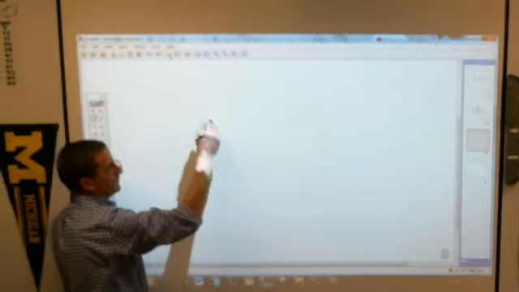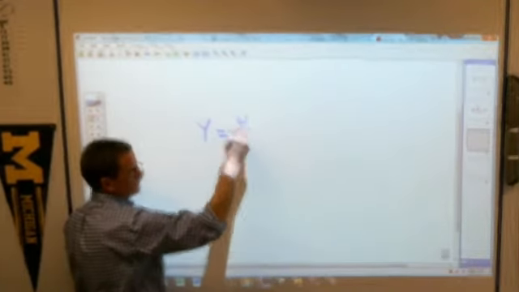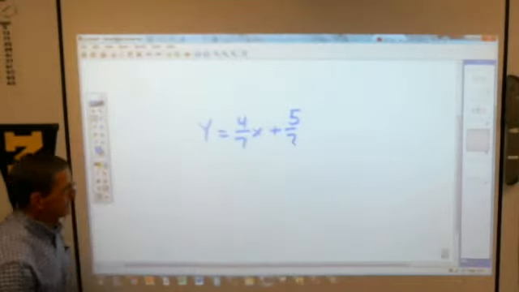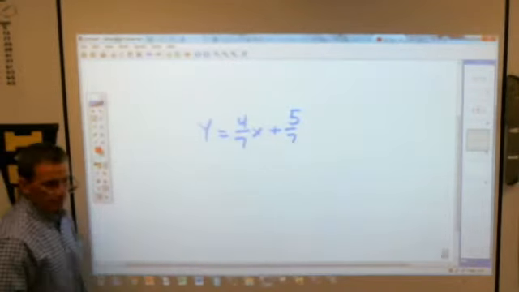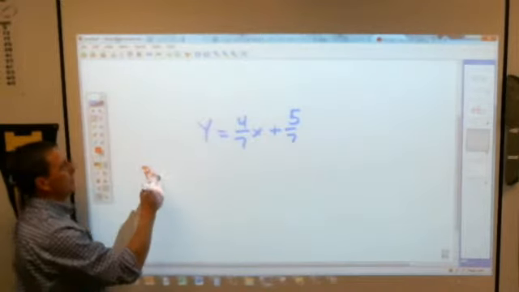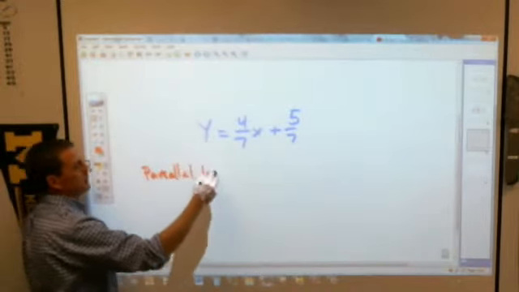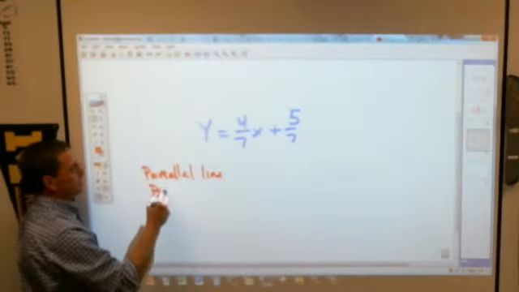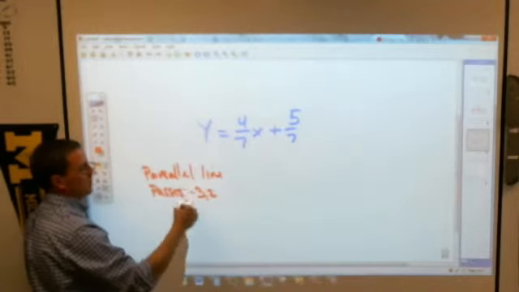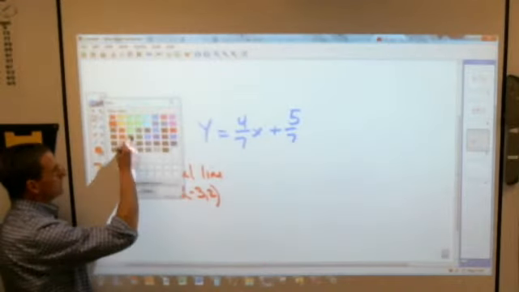First of all, you are given the equation of a line. What was that equation? Y equals 4/7 x plus 5/7. That was a given to you. Secondly, they want an equation of the line as what? Perpendicular or parallel? Okay, so they want a parallel line that passes through what? -3, 2.